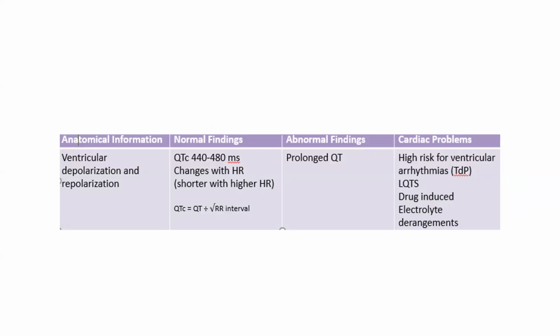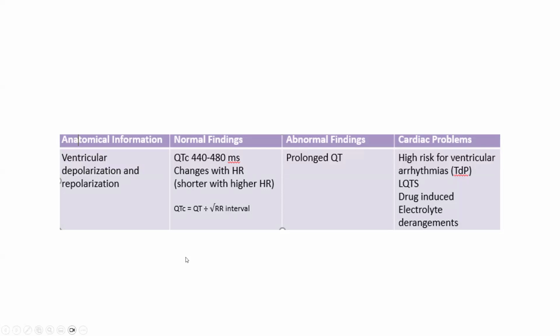So the QT interval represents the ventricles depolarizing, so the electrical signal moving down the lower chambers, and then that T wave represents the heart resetting electrically. Again, it changes with heart rates. We would consider a QTc up to 480 normal. A prolonged QT, again, puts someone at high risk for ventricular arrhythmias.